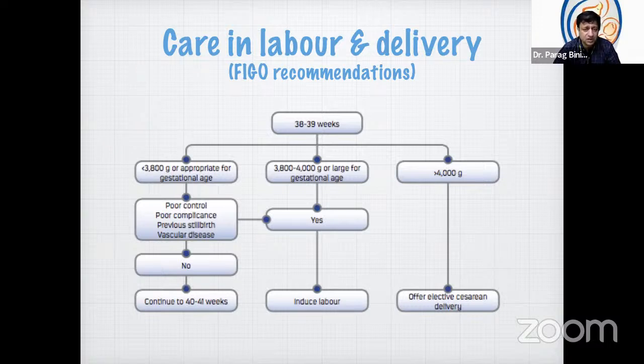or vascular diseases. If none of these factors are present, one may continue monitoring this patient and try and deliver her between 40 and 41 weeks. But if there are issues related to the control or compliance, or if we are dealing with a woman who has a macrosomic baby, we need to think of inducing labor at the appropriate time.